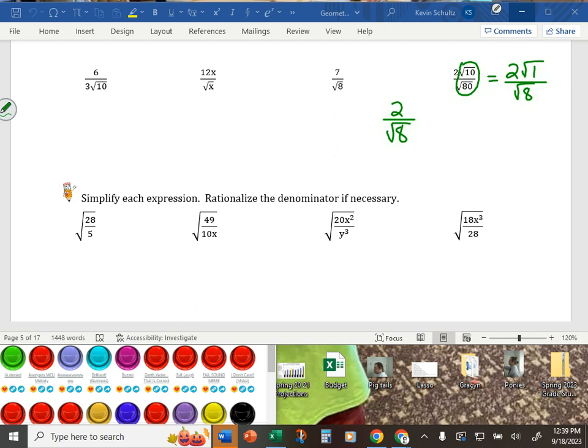Okay? So now it's multiplying by root 8 over root 8, which gives us 2 root 8 over root of 64, sorry, which gives us 2 root 8 over 8. Still not done. Why are we not done yet? Because vertically we have the 2/8.